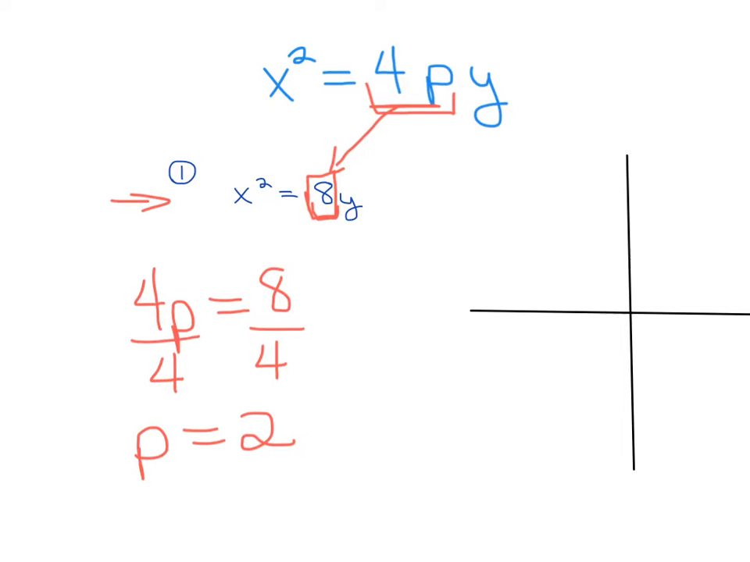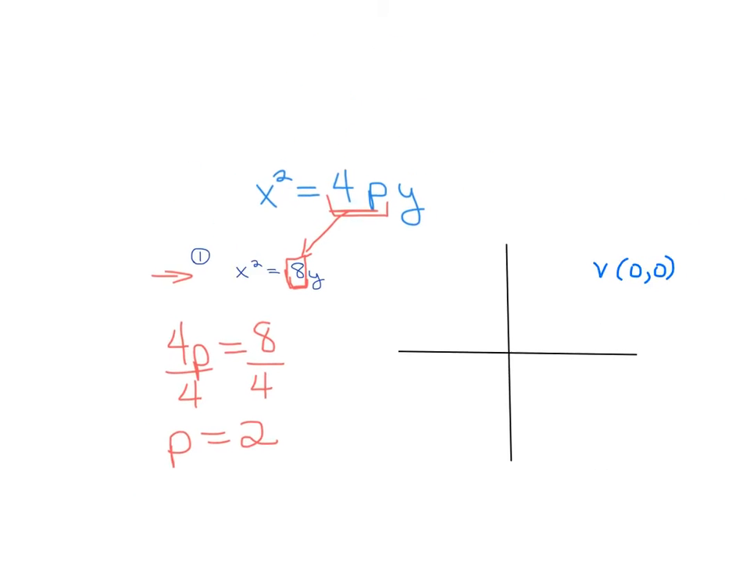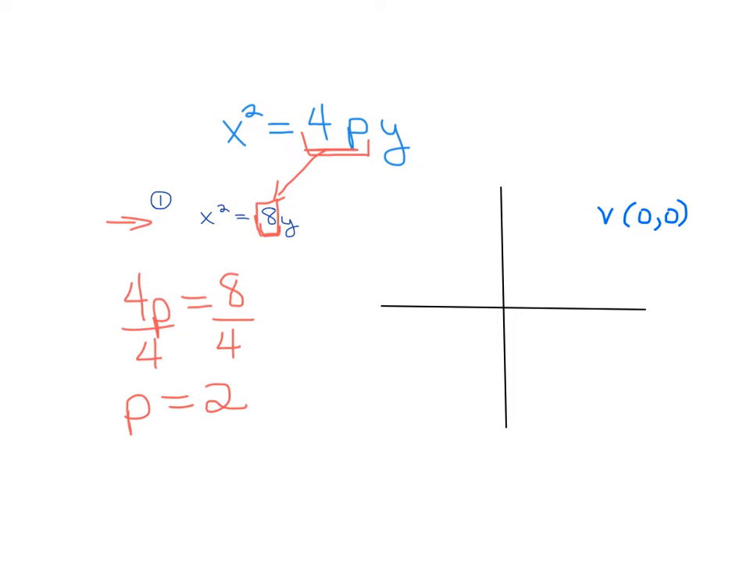So when I go to graph my focus point, I know it's going to be 2 units away from my vertex. And the same for my directrix line. Now, before I put in my focus point and my directrix line, I'm going to graph my parabola. I already know that the vertex is at 0, 0. I am now going to come up with another ordered pair that is going to be on the parabola.